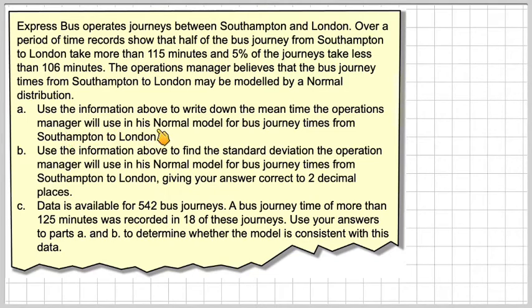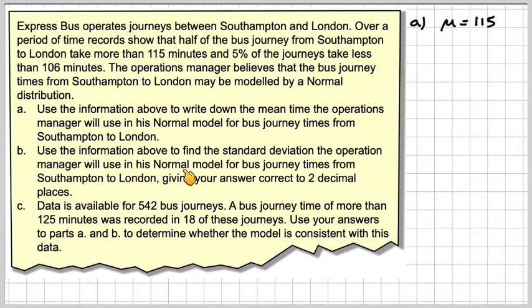Use the information above to write down the mean time the operations manager will use in the normal model for the bus journey times from Southampton to London. Well, that's going to be 115 because half of them take more than 115.